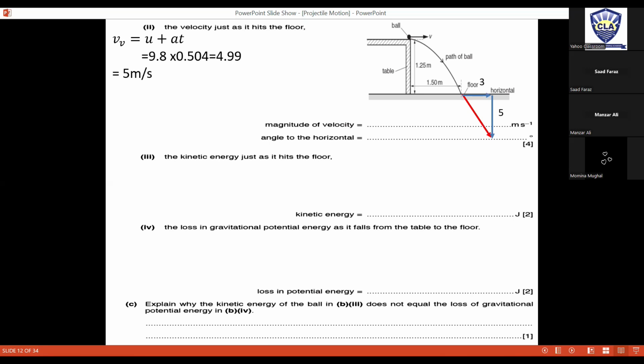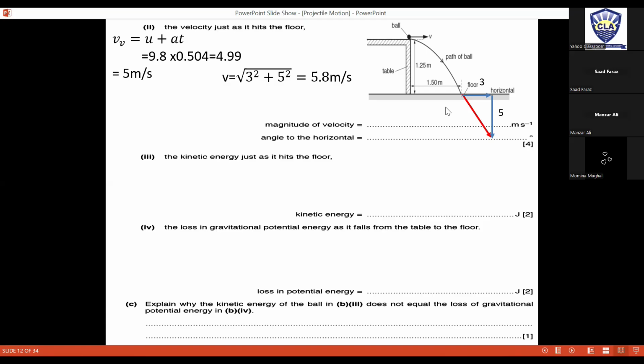So we have two components. Horizontal velocity is 3, vertical velocity is 5, and the resultant velocity will be the value with which it is hitting the ground. So here I'll be applying the Pythagoras theorem. My resultant velocity is 5.8 meters per second.